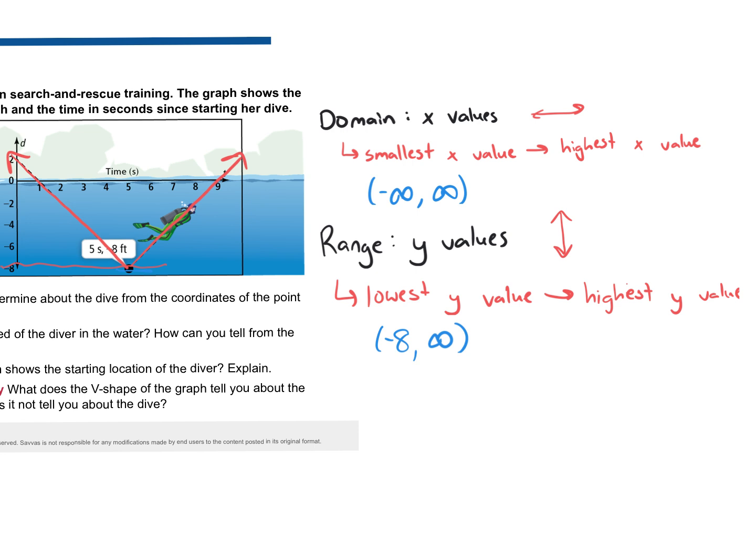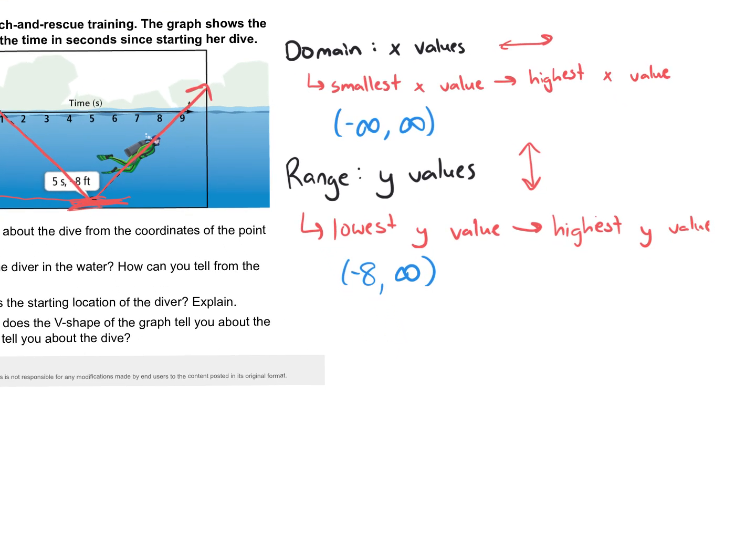Again, why did it not go to negative infinity here? Why did we pick negative 8 and not negative infinity? It stopped here, right? There's no arrow there. Nothing came down here, so that's why we had to stop at negative 8. So that is range.